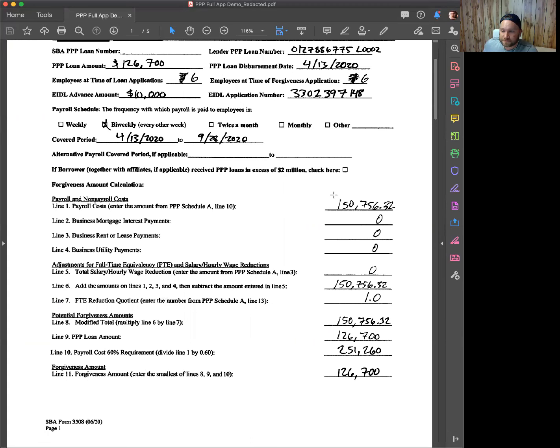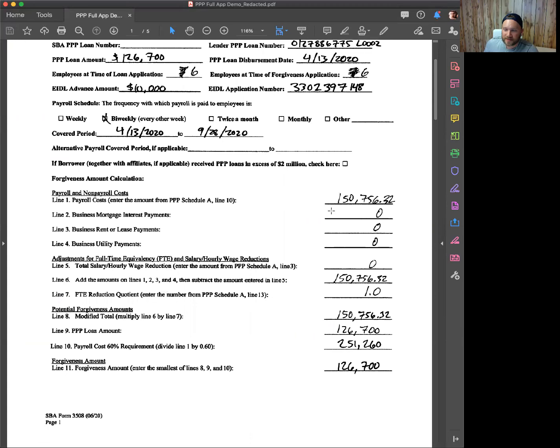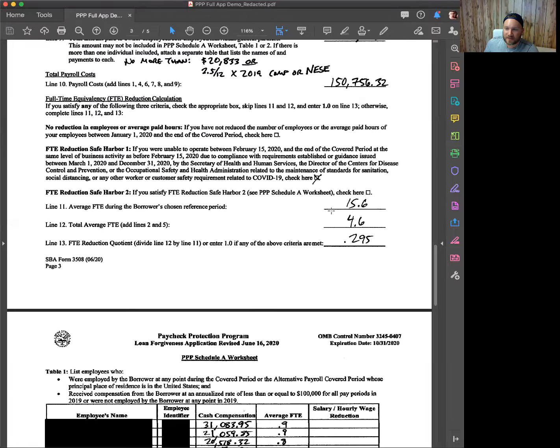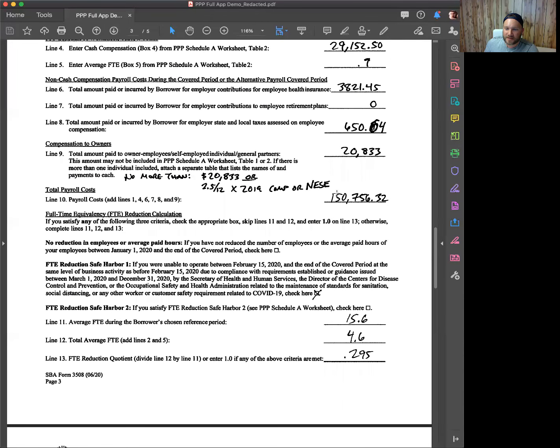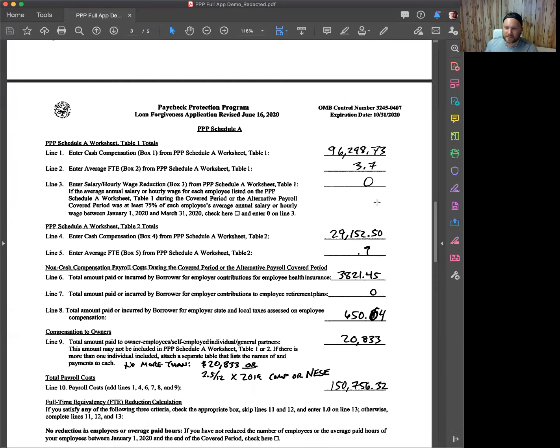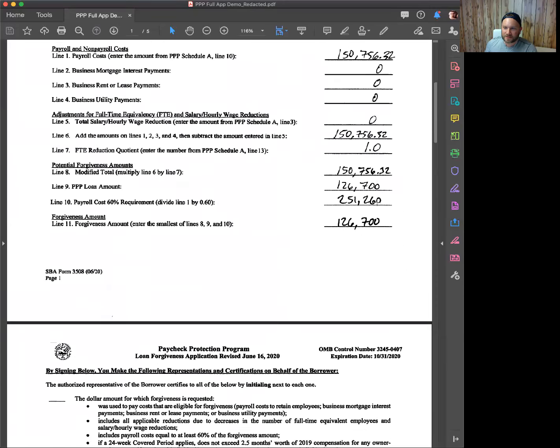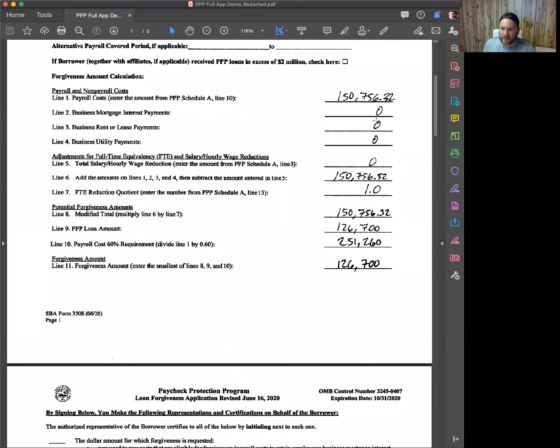On line 1, payroll costs. So this is that total amount from Schedule A, line 10. Let's look back at it again really quick. It's been a minute. Here it is right here, line 10, 150,756.32. That was our wages. That was also the non-wage but payroll related stuff like health insurance and payroll taxes, okay? That's what's gonna go here.